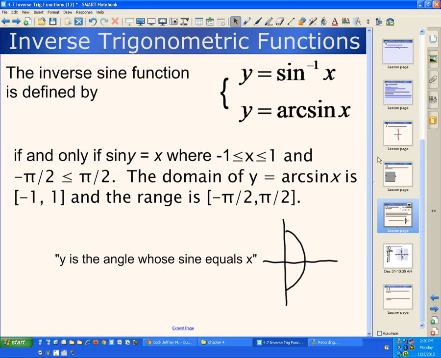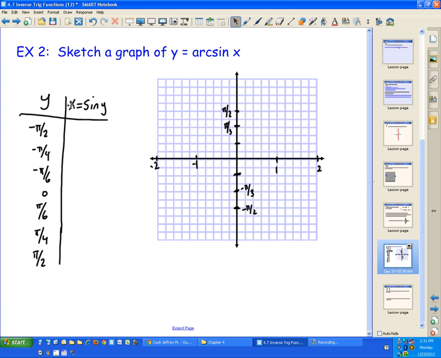So now we're going to graph this function and kind of talk about what the arc sine is. Remember that this is the same as what I have down here, x equals sine of y.